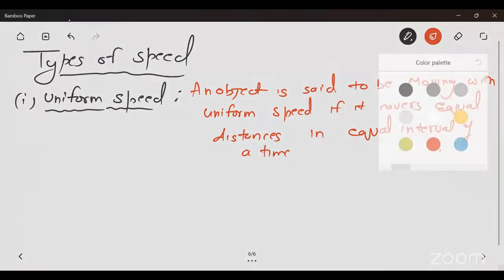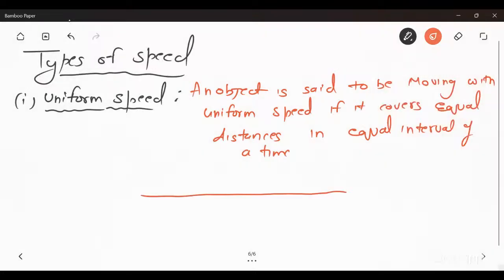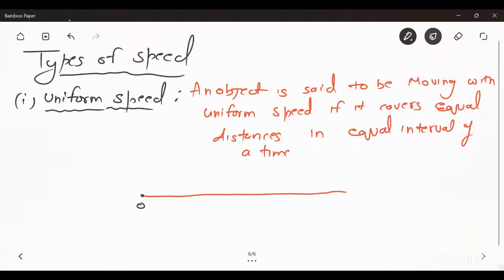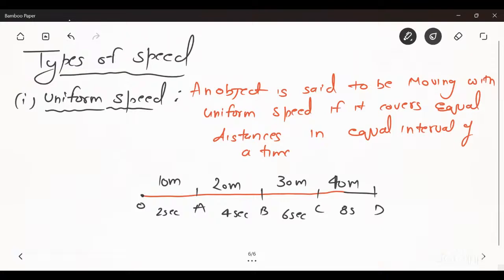Now I'm taking an example. Suppose that was point O, that was point A, that was point B, that was point C, and that was at last D. So it was 10 meter in 2 seconds, 20 meter in 4 seconds, 30 meter in 6 seconds, 40 meter in 8 seconds. Now from O to A, what is its distance? Its distance is 10 meter. And what is the time required? 2 seconds. So here its speed is 5 meter per second.